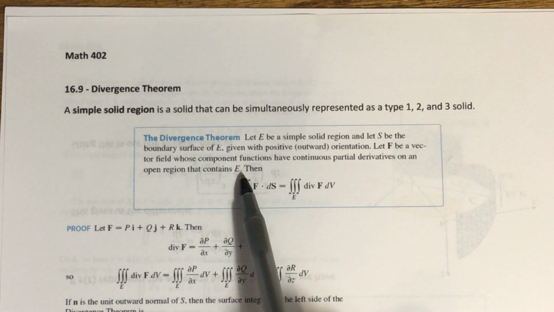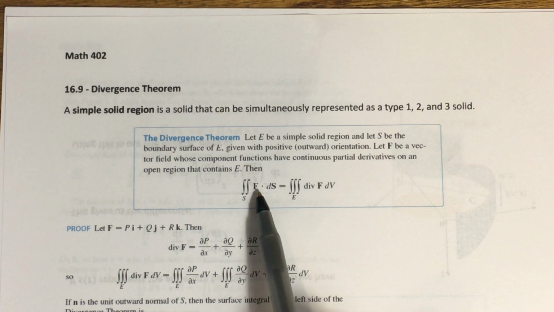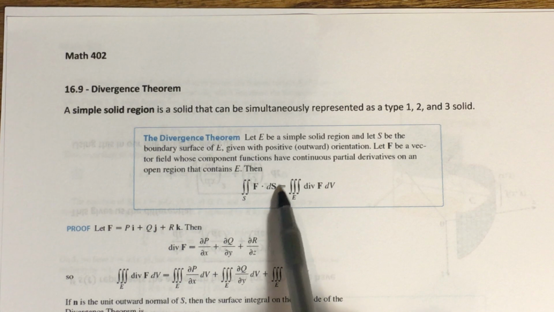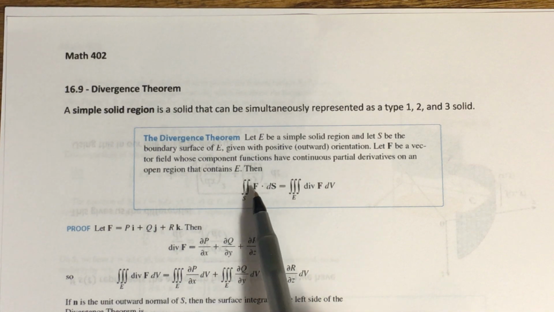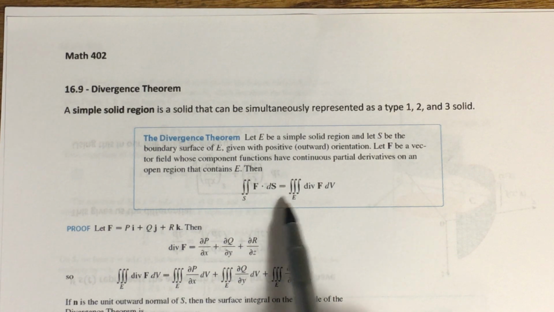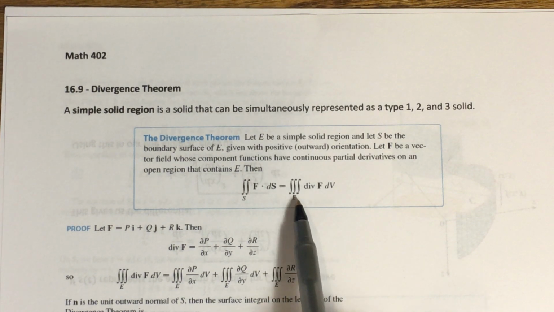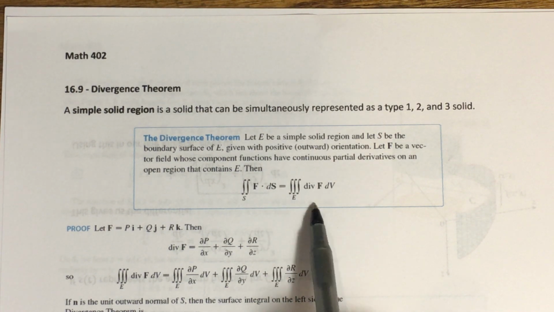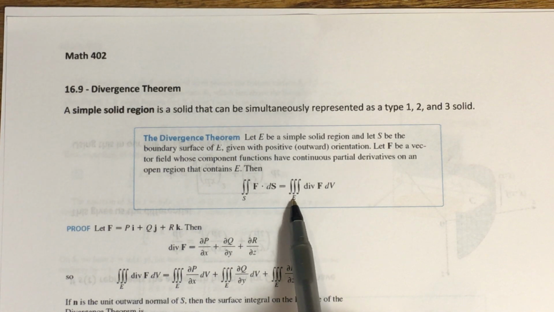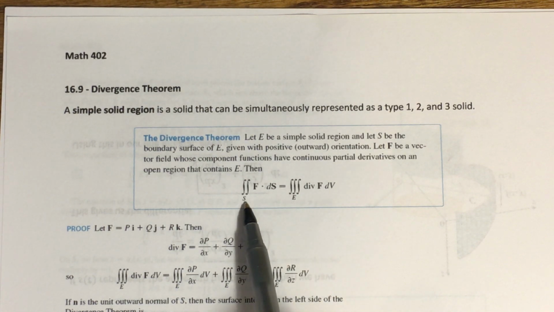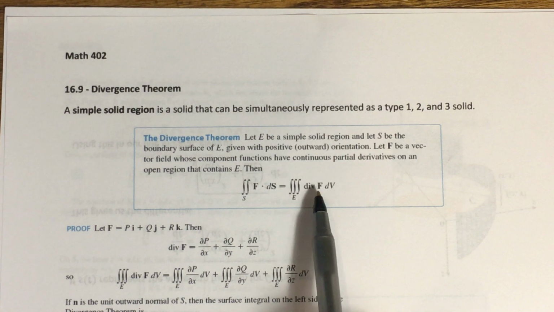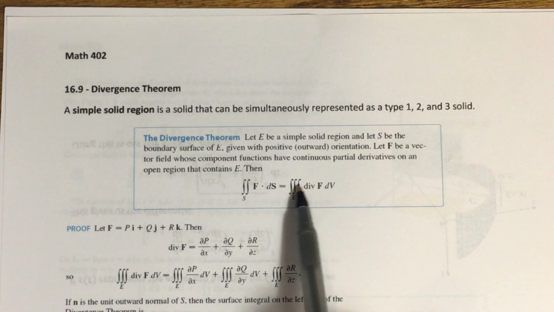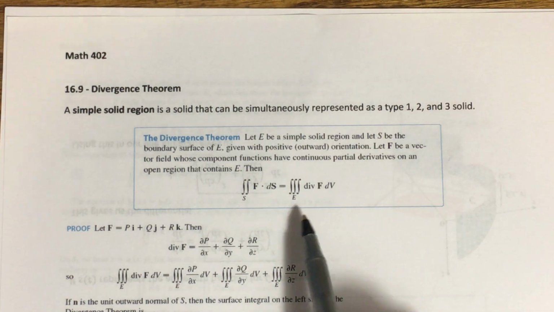On an open region that contains E, then this is the surface integral of F across S. Remember, this surface integral, we can call this the flux of F across S. And I'm going to be using that terminology a lot in this section. It's equal to the volume integral, that's the triple integral, over the solid region E that's enclosed by this surface S of the divergence of F. Remember, the divergence will be a scalar field, so this triple integral here makes sense to talk about.